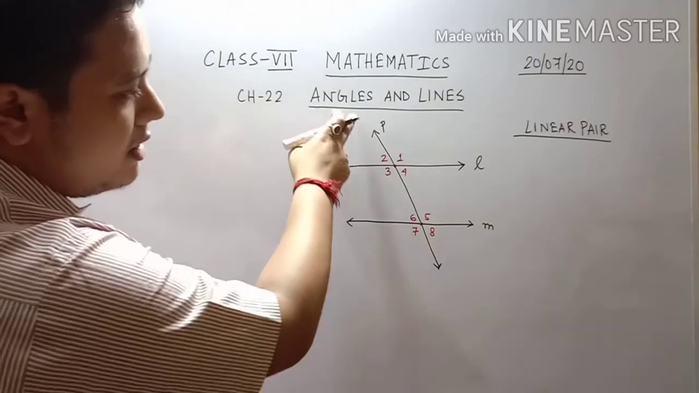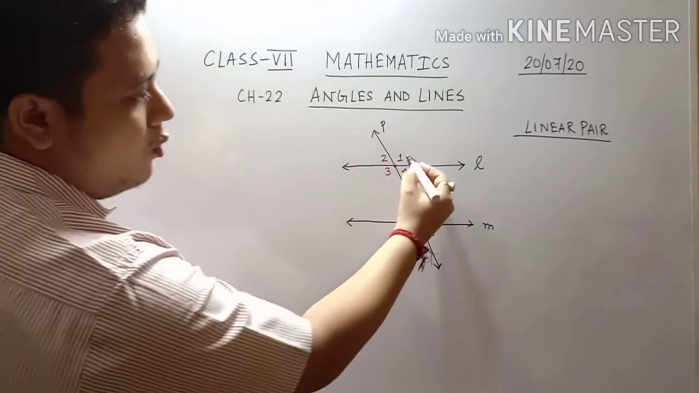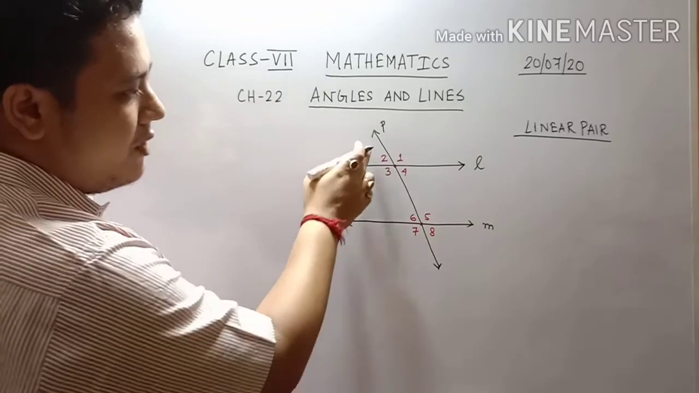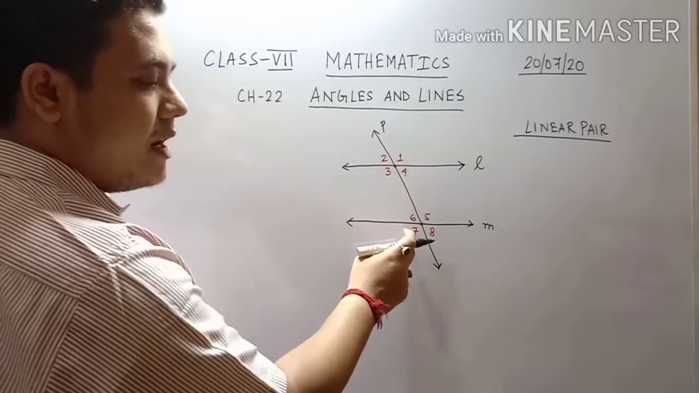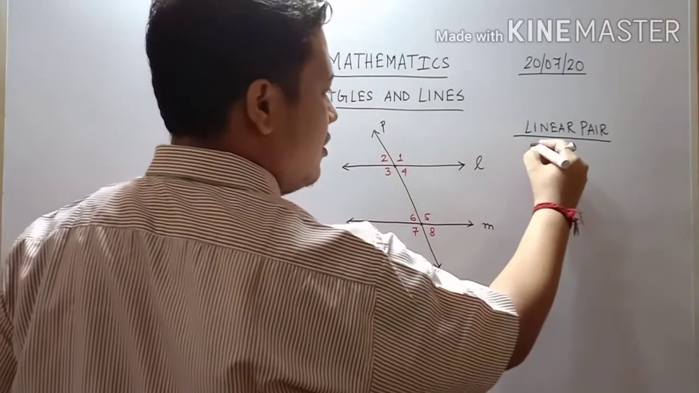Now, if you consider this line as the straight line, because the transversal is a straight line, 1 and 4 is also a linear pair. 3 and 4 is also a linear pair. 5 and 6, 7 and 8 also. So let us write down the pairs.